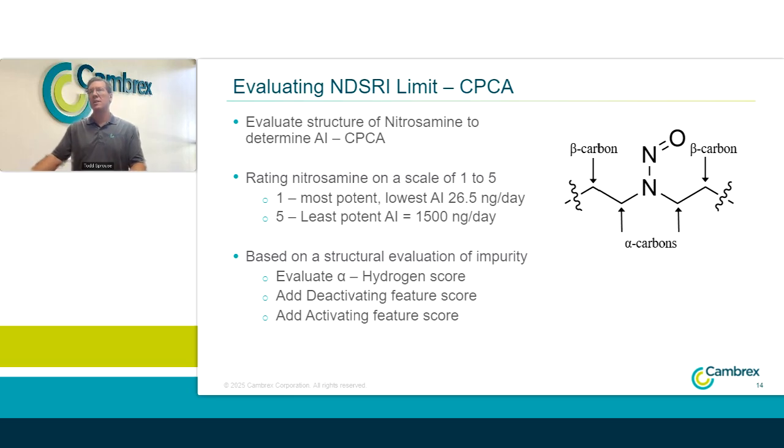Starting with the NDSRI, we're going to look at developing the CPCA score. They're classified from 1 being the most potent, with the lowest AI at 26.5 nanograms per day for the FDA guidance, and the least potent at category 5 being the 1500 nanograms per day, which is the M7 guideline. And the CPCA score is based on a structural evaluation of the impurity, where you can evaluate the alpha hydrogen score, deactivating features, and activating features.